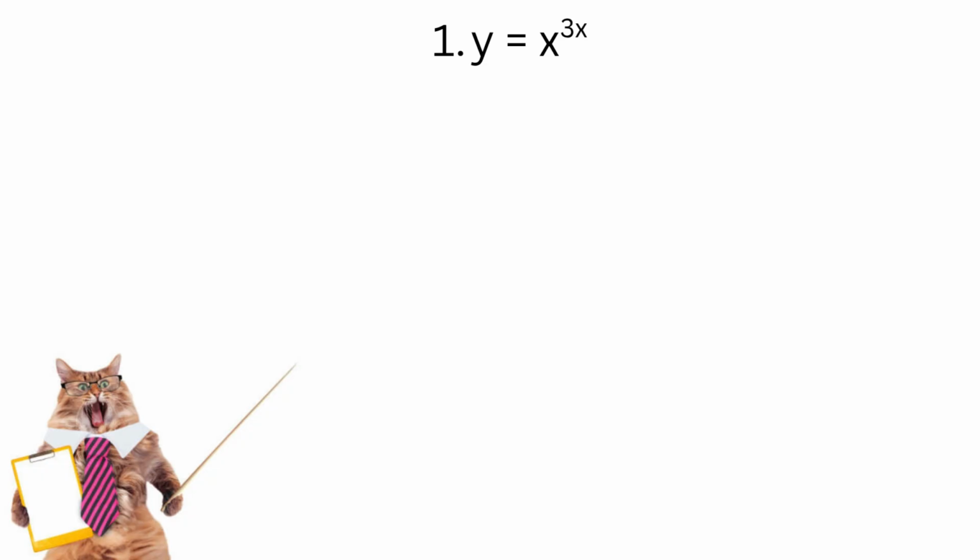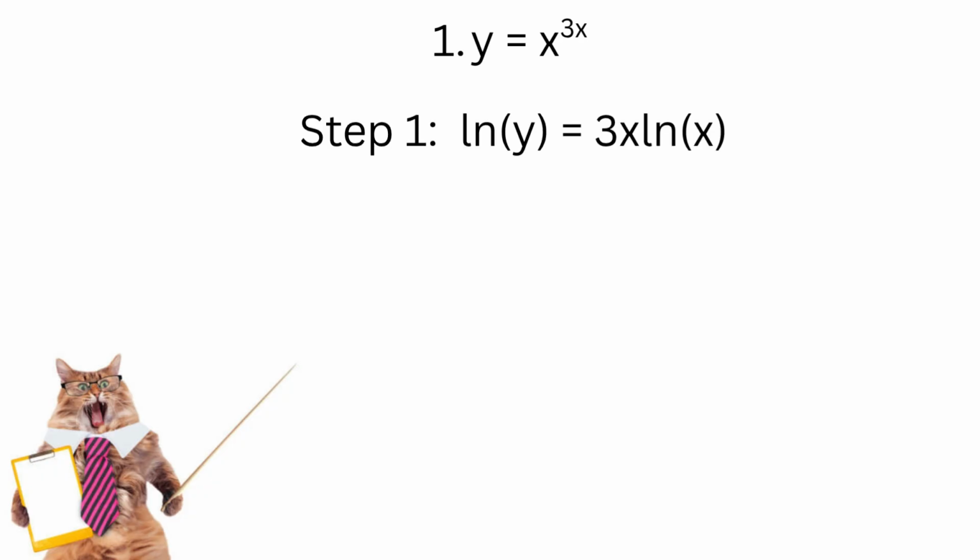So we have the equation y equals x to the power of 3x. So the first step is to take the natural log of both sides and to make the right side into a product. So for step 1, we get the natural log of y equals 3x times the natural log of x, because 3x was the exponent of x. So let's move on to step 2 and use implicit differentiation.